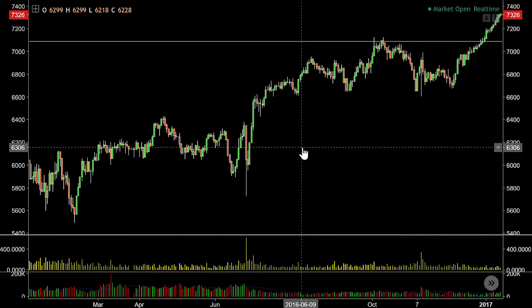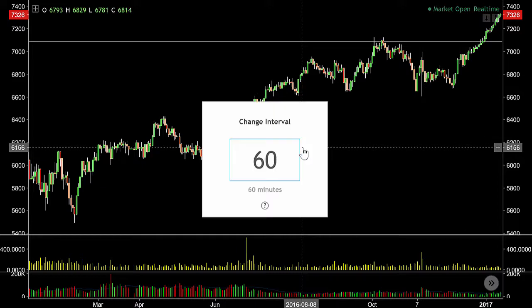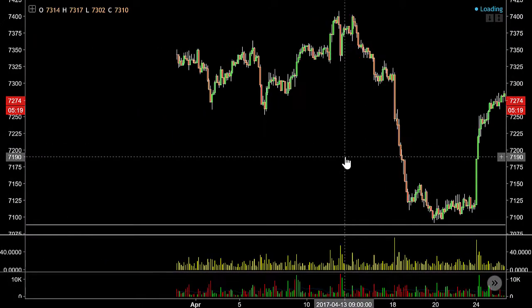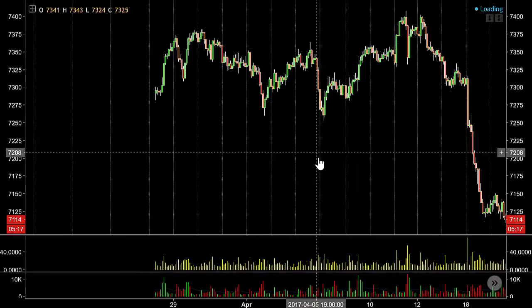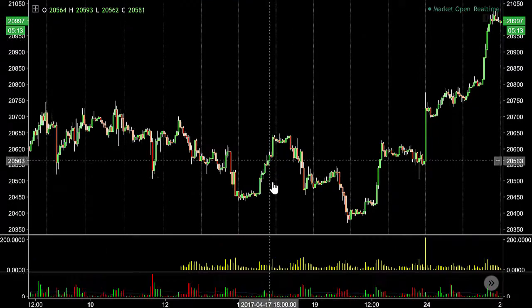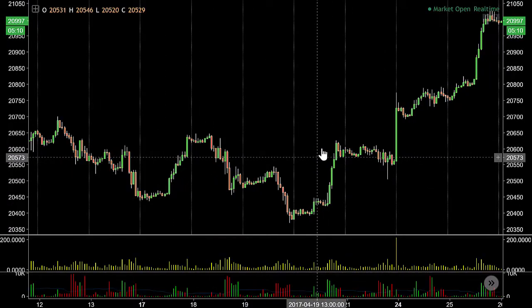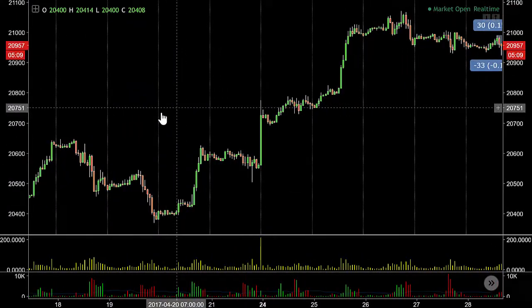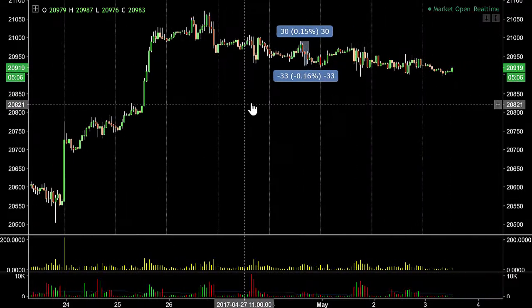If we went to a 60-minute, let's flick the pen on, or a 1 minute, we can draw on exactly what we need to do. In fact, you know what, let's change a bit and go onto the Dow. We're a bit bored of the FTSE now. Let's have a look at the Dow. We're on a 60-minute on the Dow, which is an hourly. Let's see if we can eyeball some support and resistance areas.